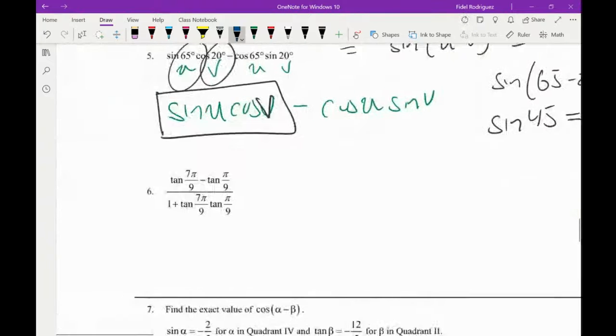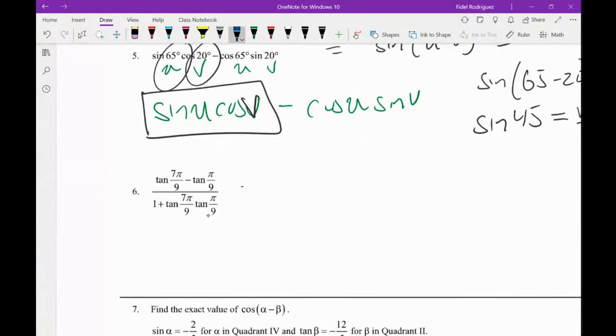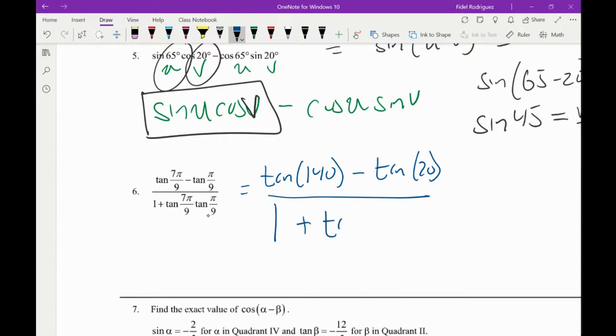Okay, so let's do this. We're going to scroll back this way. Okay, and I'm going to rewrite this like this. We're going to say this is the tangent of 140 minus the tangent of 20, divided by 1 plus the tangent of 140 and the tangent of 20. So far, we've been on how we got to where we are. And again, all we've done so far, guys, is just change those values in radians to degrees.